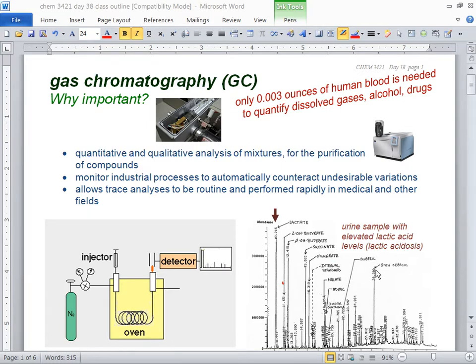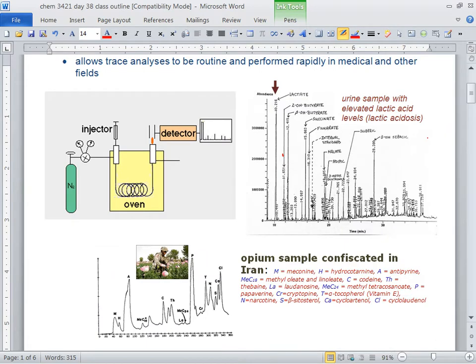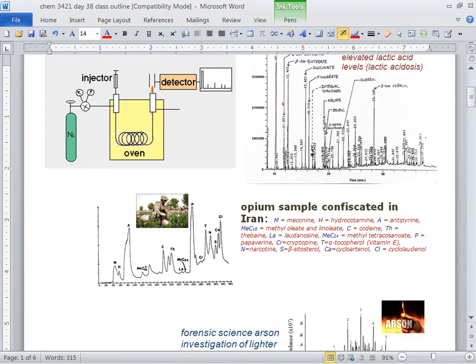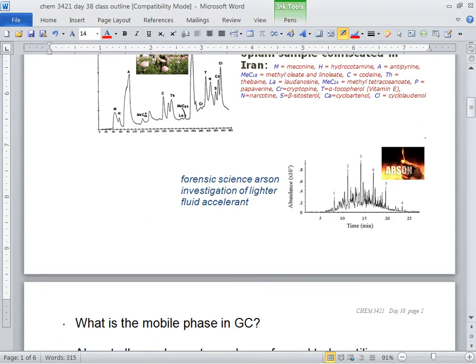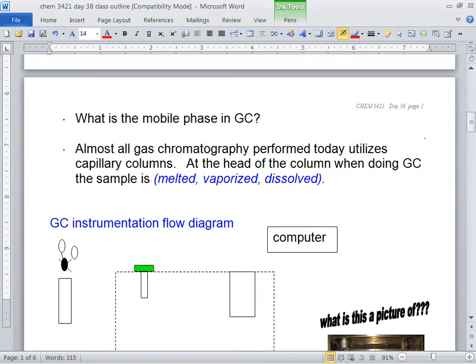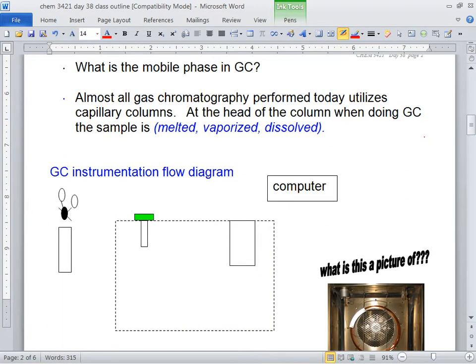I mean, look at all the things you can analyze. Even if you jump down to, where is this? Some opium, right? And see how pure it is, I guess. Forensic science, there's a lot of applications for gas chromatography.